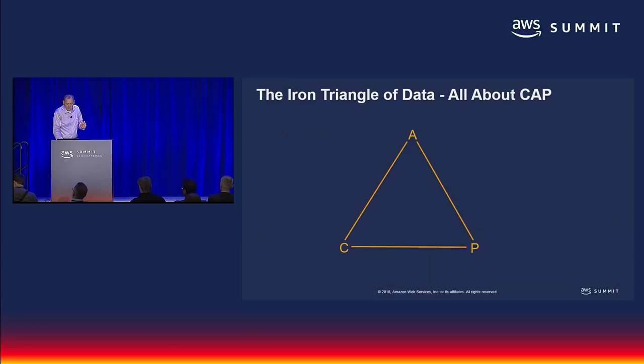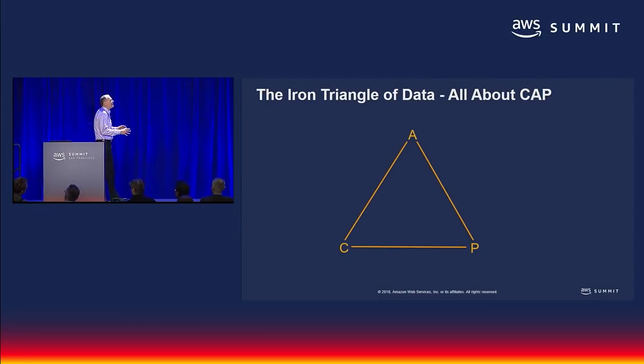Okay? So if we look at data in general, and if you're familiar with product management, there's this thing called the iron triangle of product management, right? You can get things good, fast, or cheap. Pick two. Right? You're not going to get all three. Data has its own iron triangle. It's called CAP, right? And CAP is about consistency, availability, and partition tolerance. And you're going to get two of those dimensions. And NoSQL databases make a choice of how they apply the CAP theorem.